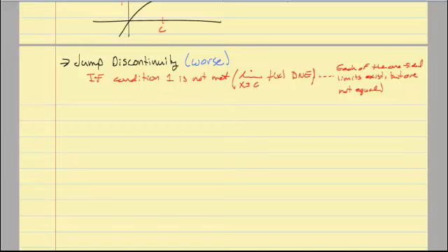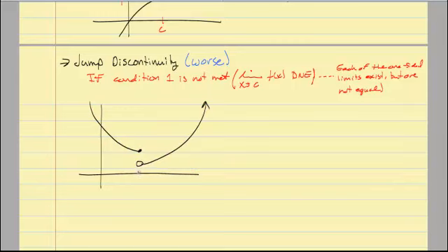So let's go ahead and look at some particular graphs. For this first example, we're going to be looking at the limits as x approaches c. So I'm going to be checking this for point continuity at c.